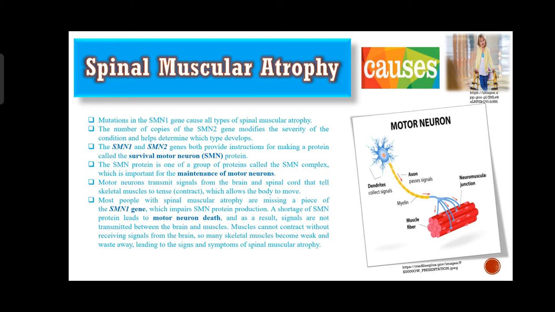Most people with spinal muscular atrophy are missing a piece of the SMN1 gene, which impairs SMN protein production. A shortage of SMN protein leads to motor neuron death, and as a result, signals are not transmitted between the brain and muscle. Muscle cannot contract without receiving signals from the brain, so many skeletal muscles become weak and waste away, leading to the signs and symptoms of spinal muscular atrophy.